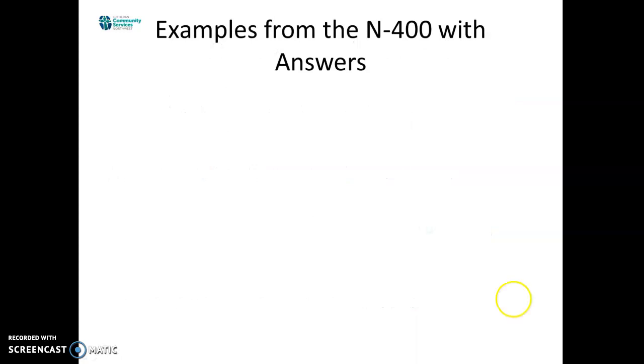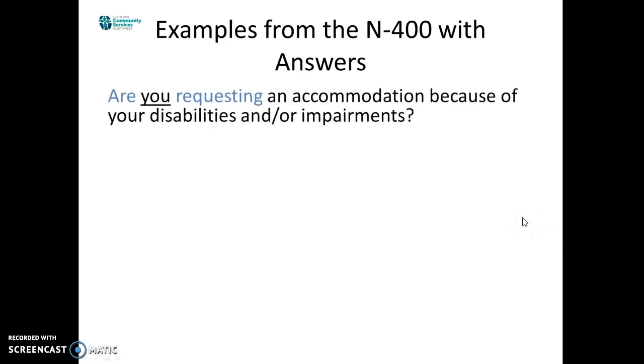Now let's look at these same questions. But how do we answer these questions? Are you requesting an accommodation because of your disabilities and or impairments? Think about it. How will you answer this question? Not just with yes and no, but with a full short answer. You can answer this question with yes, I am, or no, I'm not, depending on your specific situation.